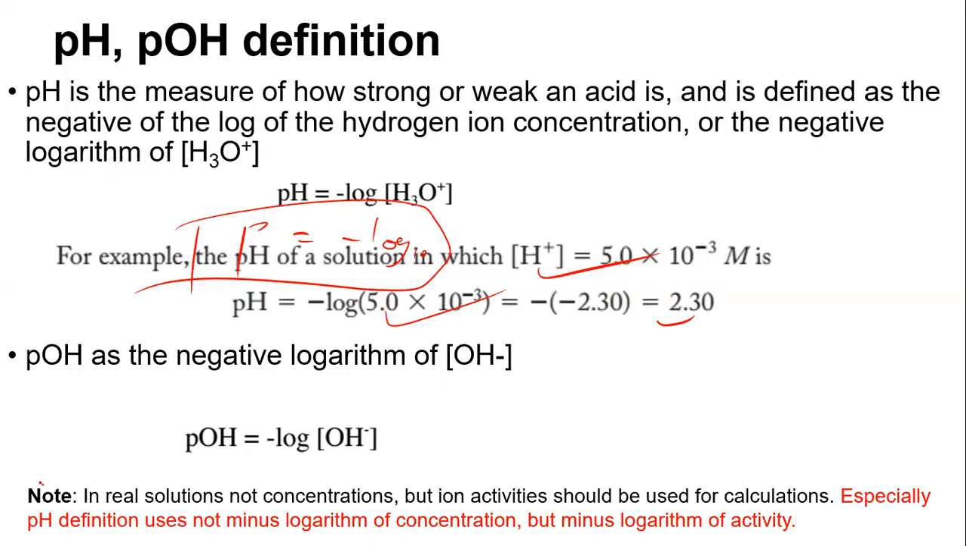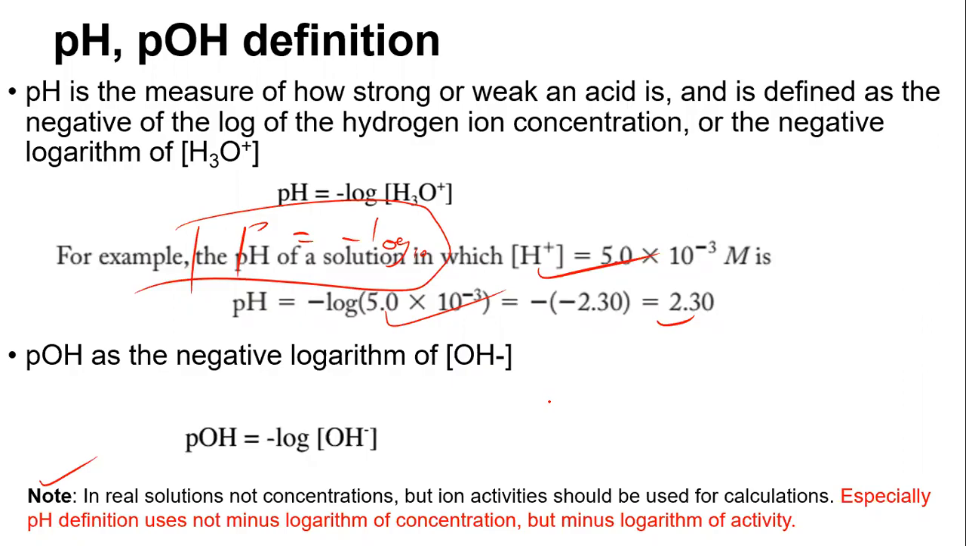Now there's a note here we have to take note of. In real solutions, not concentrations but ion activity should be used for calculation. Especially, the pH definition uses not the minus logarithm of concentration, but the minus logarithm of activity. Now, this is a whole concept that we will learn as we go along. But in real solutions, what we have been talking about so far has been focused on ideal solutions.